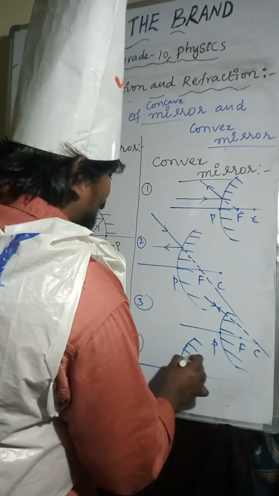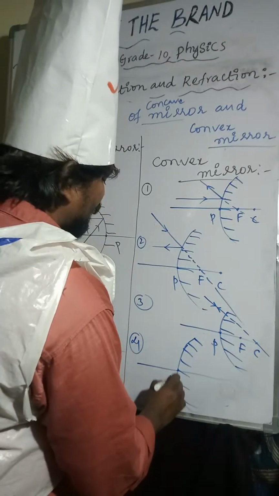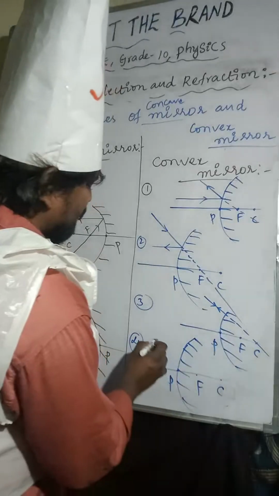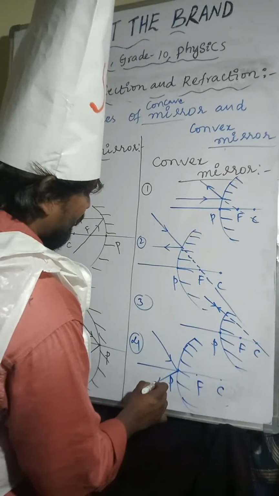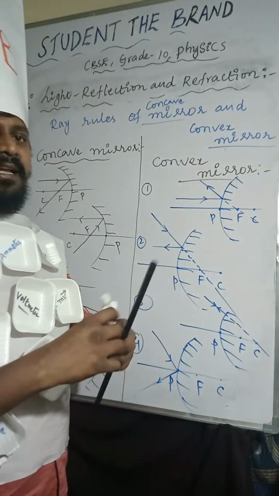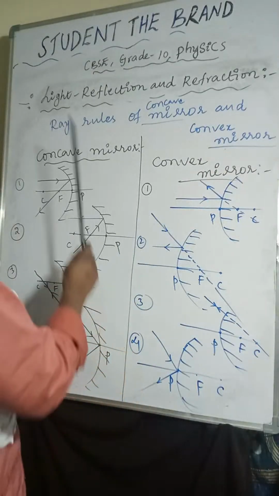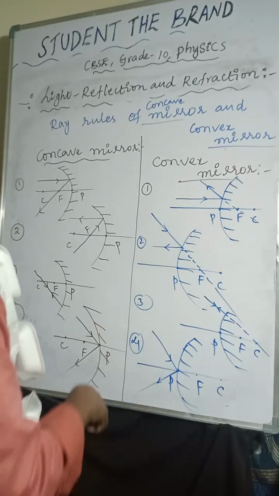It is happening when light rays are incident at the pole. Light rays going through the focus and center of curvature, and those incident at the pole, reflect back. Are you all listening? Observe carefully here. We are discussing the ray rules for the concave mirror and the convex mirror.